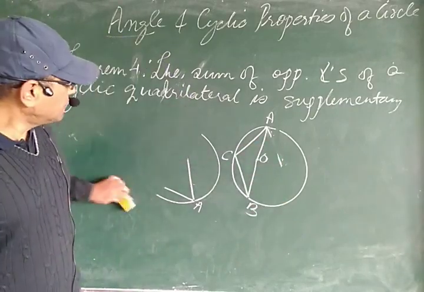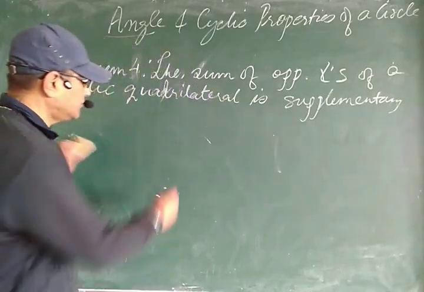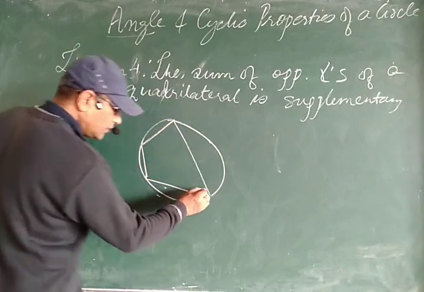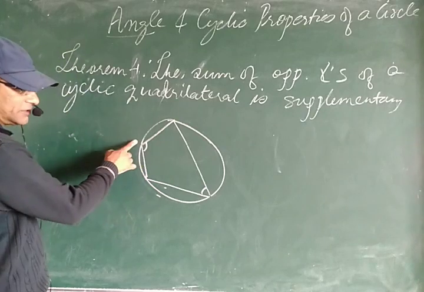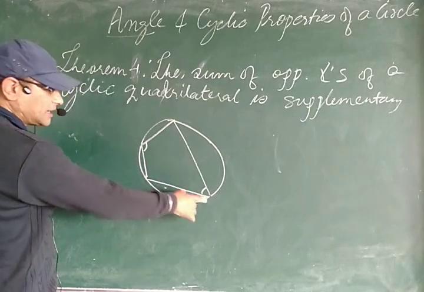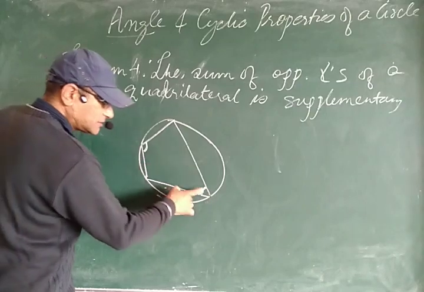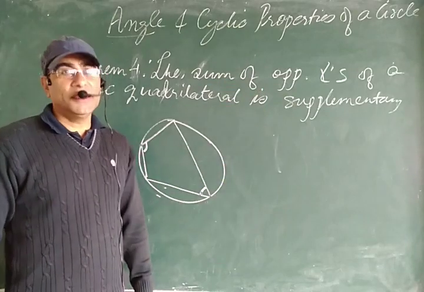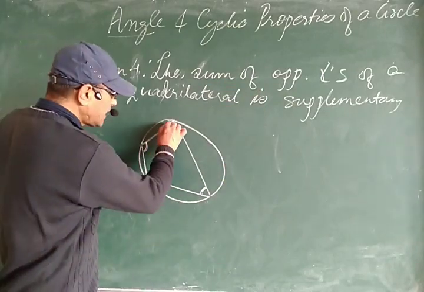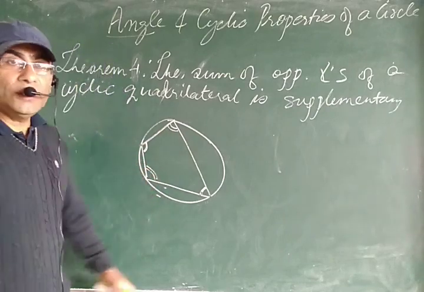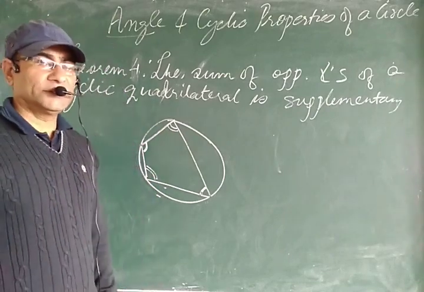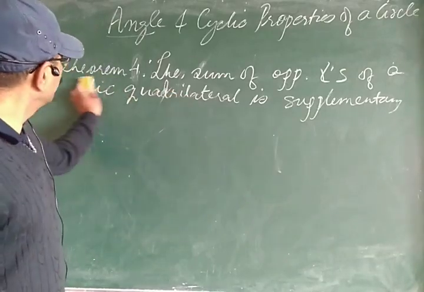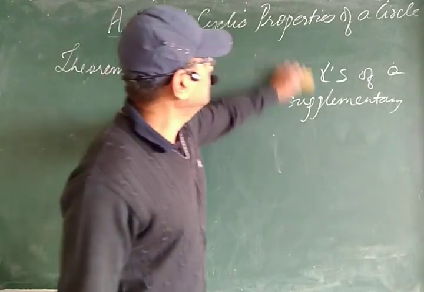Okay, so the opposite angles of a cyclic quadrilateral are supplementary. If you take one vertex over here and one vertex over here, these are the opposite vertices of a cyclic quadrilateral. Always, the sum of these two angles will be equal to supplementary, meaning 180 degrees. As well as this angle and this angle, the sum of these two angles will also be 180 degrees. So this is the other theorem that we need to know in order to solve the problems regarding angle properties of a circle.